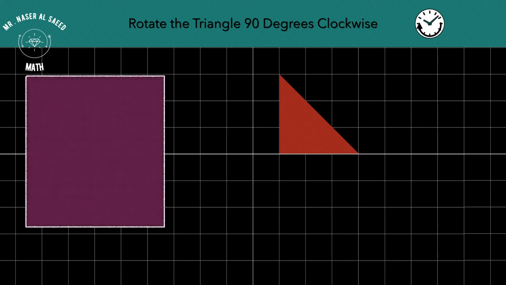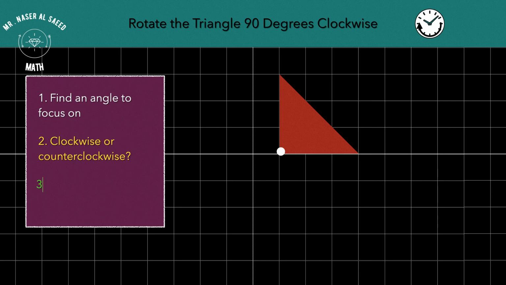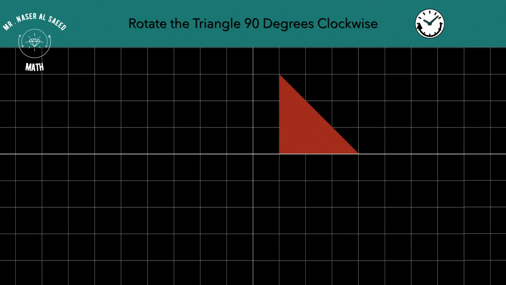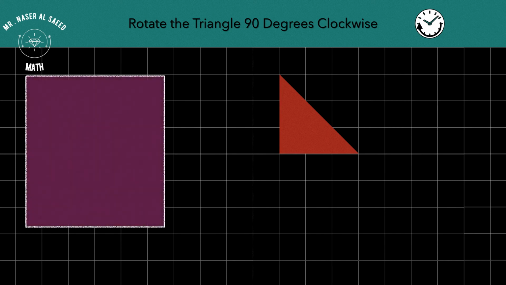So here are some instructions when doing a rotation. The first step is you find an angle to focus on. It could be any angle, but whatever you think is easiest. So you're going to pick one angle to focus on. We'll pick the right angle here for this triangle.